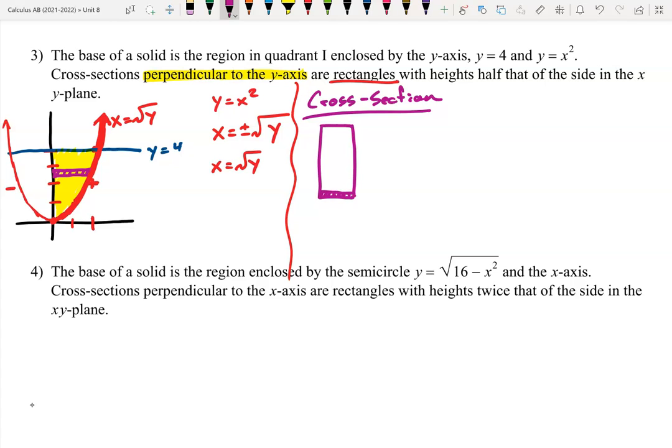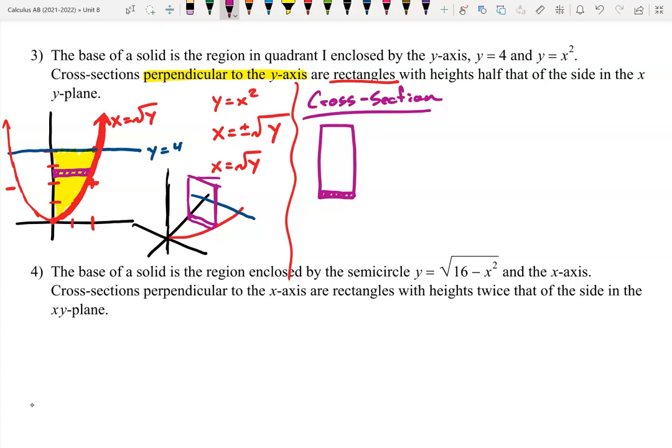Remember, if we were to think about this three-dimensional, I would have my parabola going up, my line going like that, and I would have my z-axis. And so all my rectangles, their base is in that xy plane. The rest of it is coming up.